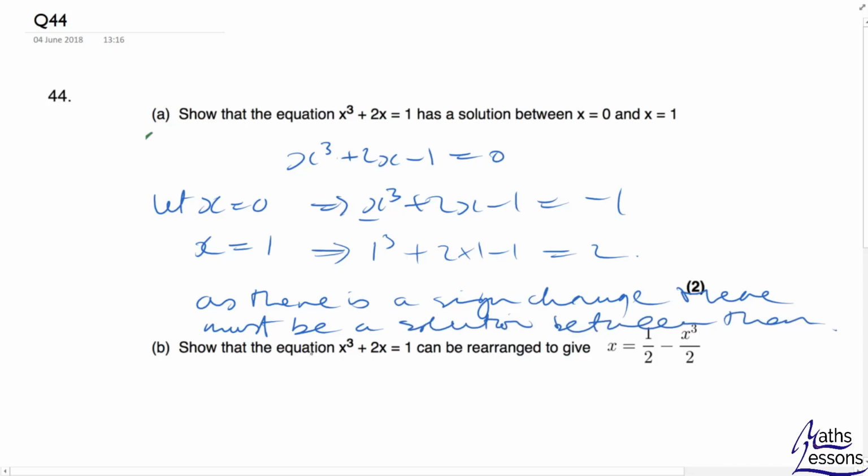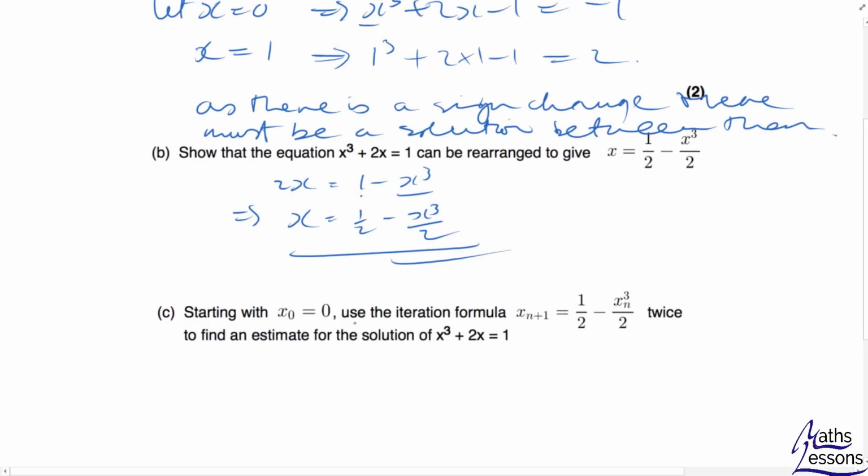Now we want to show the equation can be rearranged to give this. So we've got x cubed plus 2x. We want to try and get the x cubed on the right as a good starting point. So therefore, let's do 2x equals 1 minus x cubed. And then we divide throughout by 2. We have to divide this whole thing here by 2, so it gives me a half, minus x cubed over 2. So we've done that bit as well.